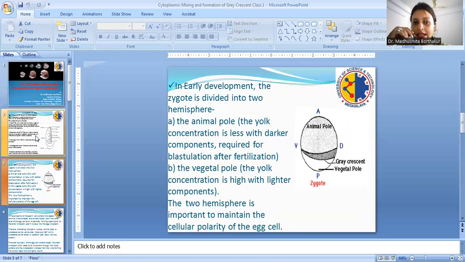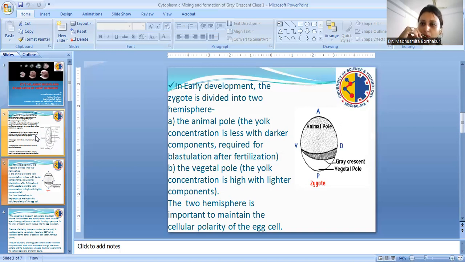Now, in early development, a zygote is divided into two hemispheres, fine: the animal pole and the vegetal pole. That means we divide the egg cell into two hemispheres. One is the animal pole, another is the vegetal pole.